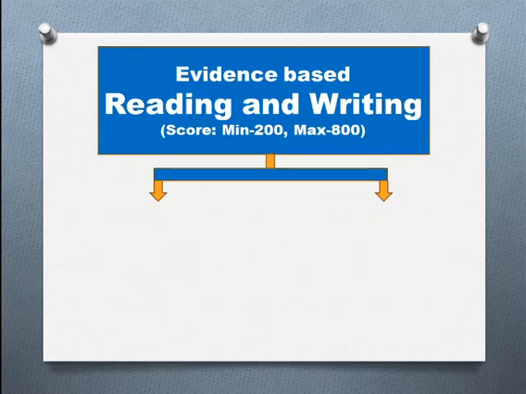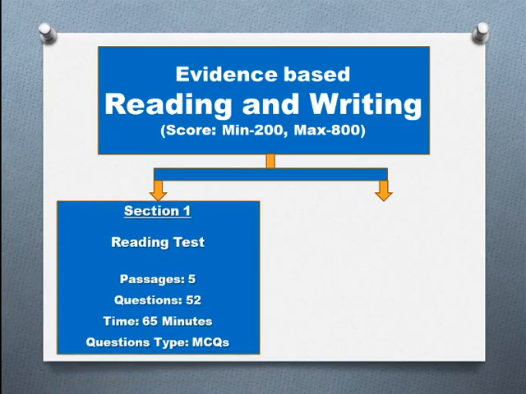First, the evidence-based reading and writing test corresponds to a minimum score of 200 and a maximum of 800. This part has a subsection called section 1, that is the reading test. Under this section, there are 5 passages and the number of questions is 52. You need to answer those 52 questions in 65 minutes. The type of question here is MCQs, that is multiple choice questions.